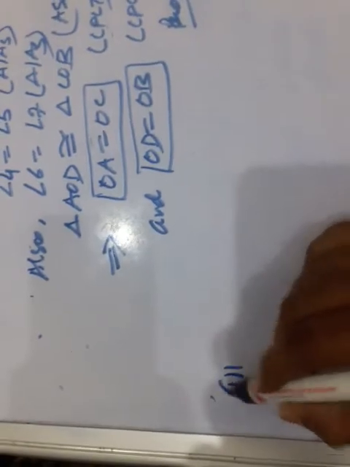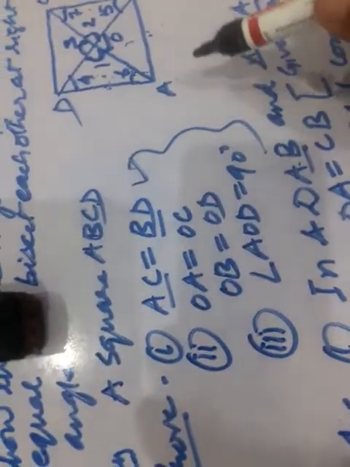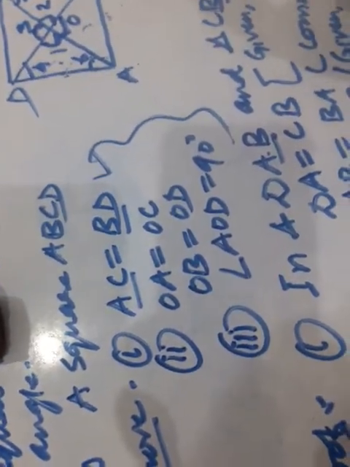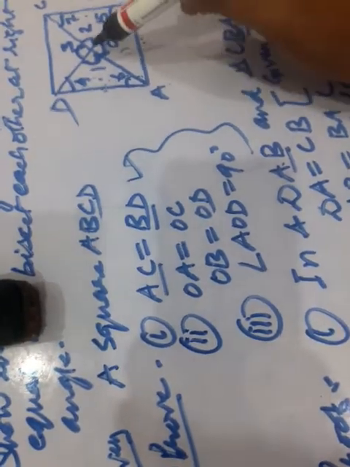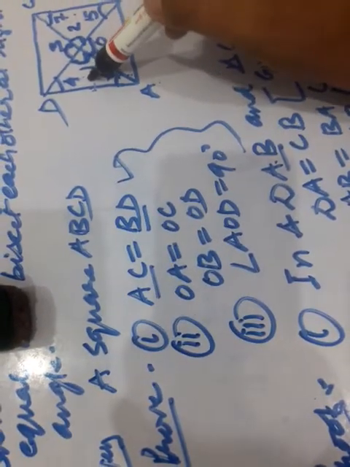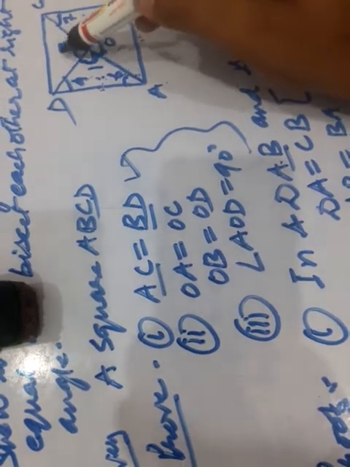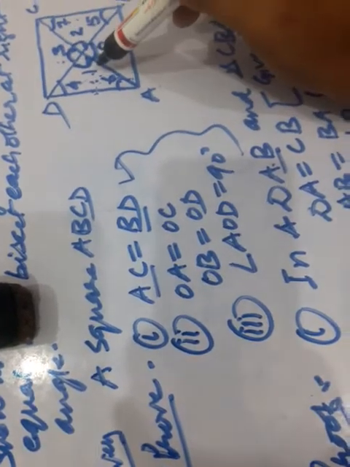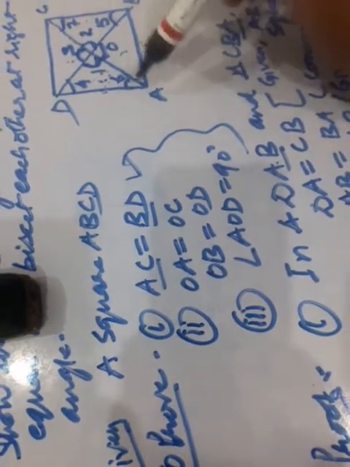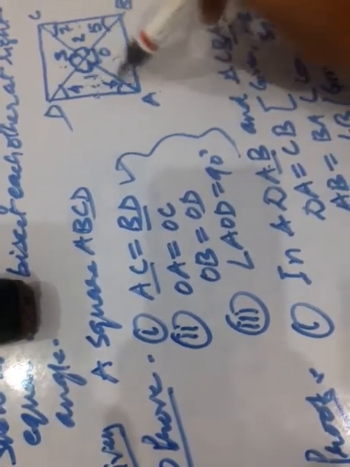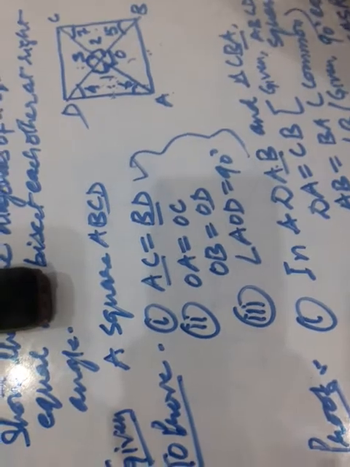Okay, children. Now coming to the third part. We have to show that angle AOD is a right angle. For proving the right angle, we have to take triangle AOD and triangle COD. So that angle 1 equals angle 3, and using the linear pair of angles, we will show that angle AOD equals 90 degrees.